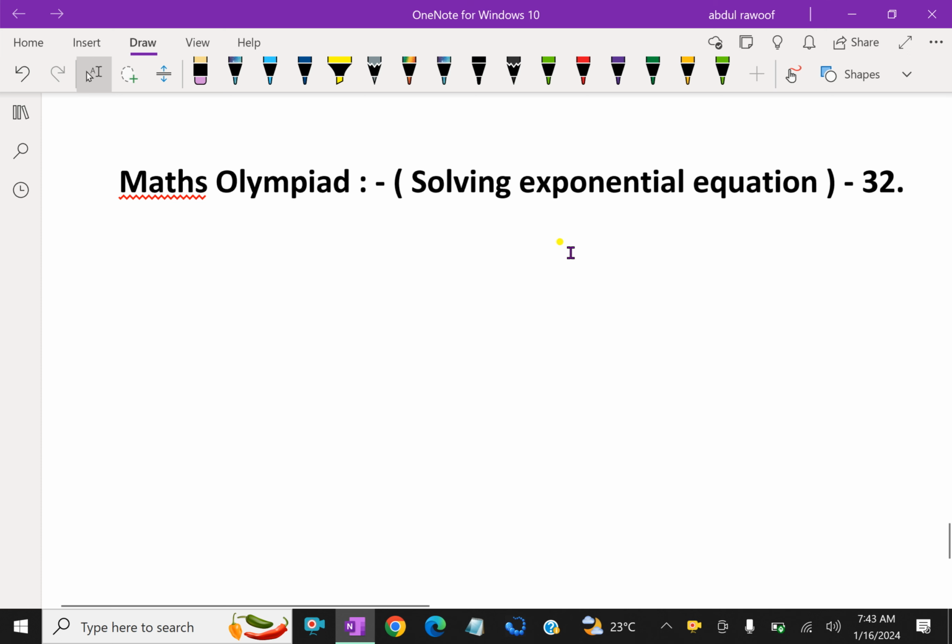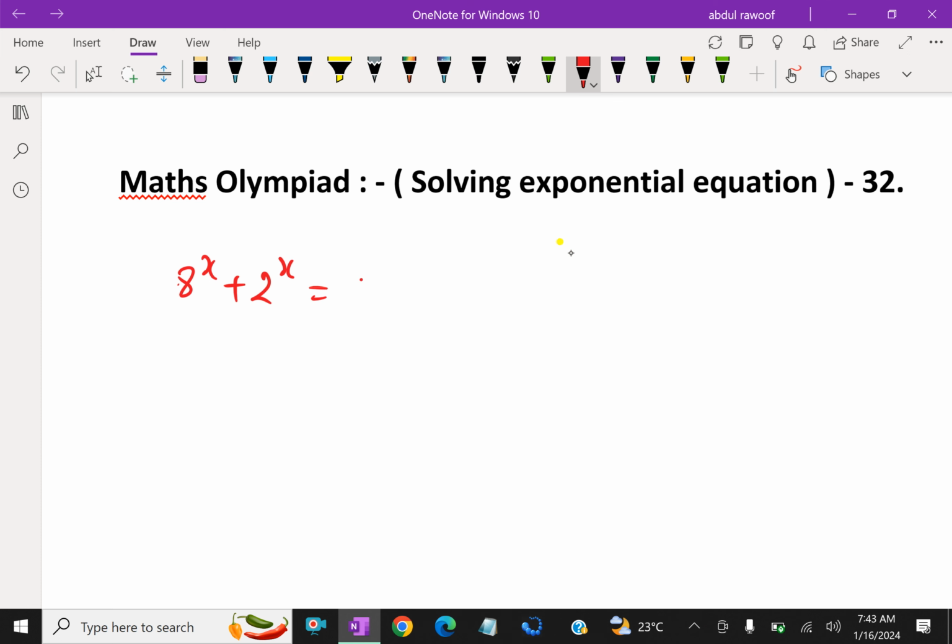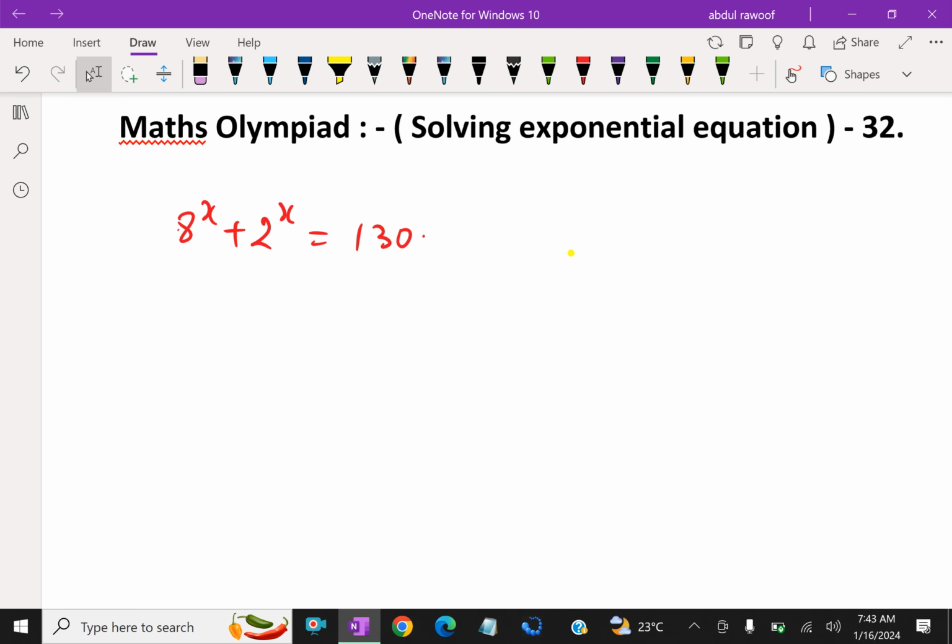Look at this example. Can you solve 8 power x plus 2 power x equal 130? Here x is in exponential form.